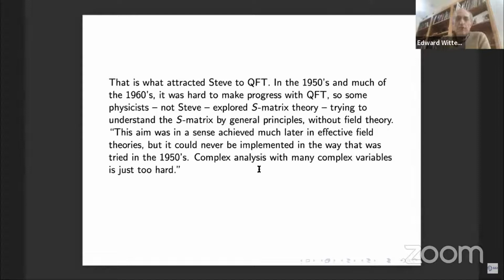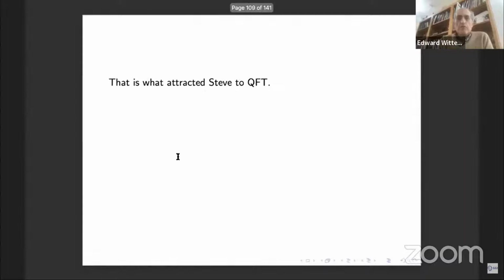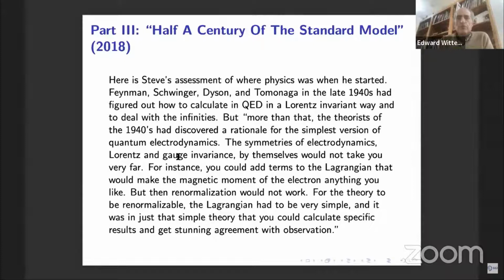When he says the aim was achieved in effective field theories, he means what I said before, and I think we'll repeat it in a different way: if in an effective field theory, you allow in a low energy expansion arbitrary local gauge invariant terms that satisfy any fundamental symmetries you want to impose, then at least in an expansion in the energy, you generate the most general S matrix consistent with all the principles you've imposed. So anyway, this is what attracted Steve to quantum field theory, and this is what didn't attract him to S-matrix theory as a substitute for quantum field theory.